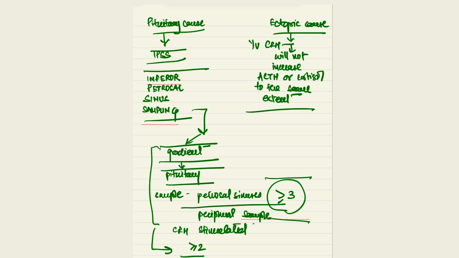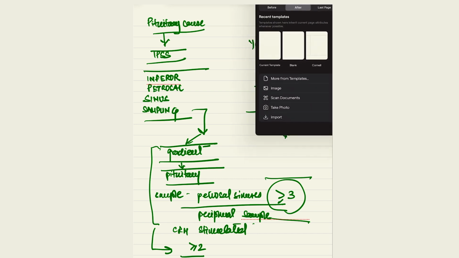While if it is not having a gradient, that is less than 1.4 gradient is there, then we will say that it is not a pituitary cause, it is either ectopic or it can be adrenal. But if it is adrenal, we will not go for IPSS in the first place.